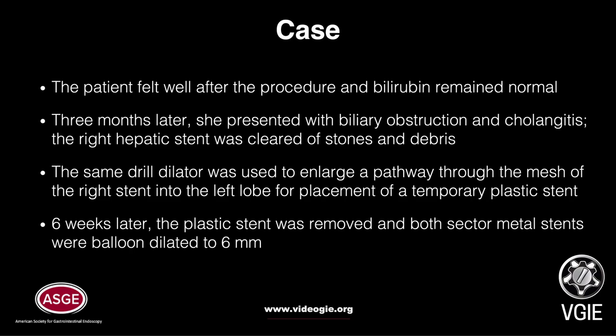3 months later, she presented with biliary obstruction and cholangitis. The right hepatic stent was cleared of stones and debris. The same drill dilator was used to enlarge a pathway through the mesh of the right stent into the left lobe for placement of a temporary plastic stent. 6 weeks later, the plastic stent was removed and both sectors were balloon dilated to 6 mm.